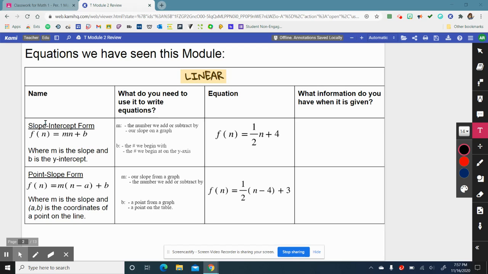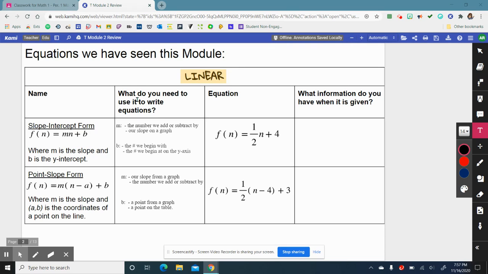Now the first one I'm going to talk about here is slope-intercept form, which is f of n is equal to m times n plus b, where m is the slope and b is the y-intercept. That's just a fancy word of in our graph where our graph passes through the y-axis. If it passes through the y-axis, it's this thing called the y-intercept.